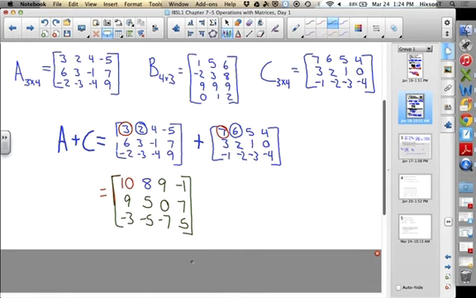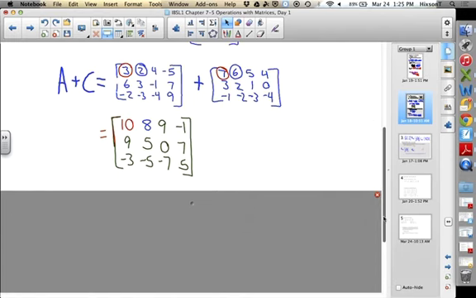Any questions so far? So relatively simple concept, however, if you're sloppy, you're going to mess up. You're going to add the second row number with a third row number or something like that. So just be neat and be careful.